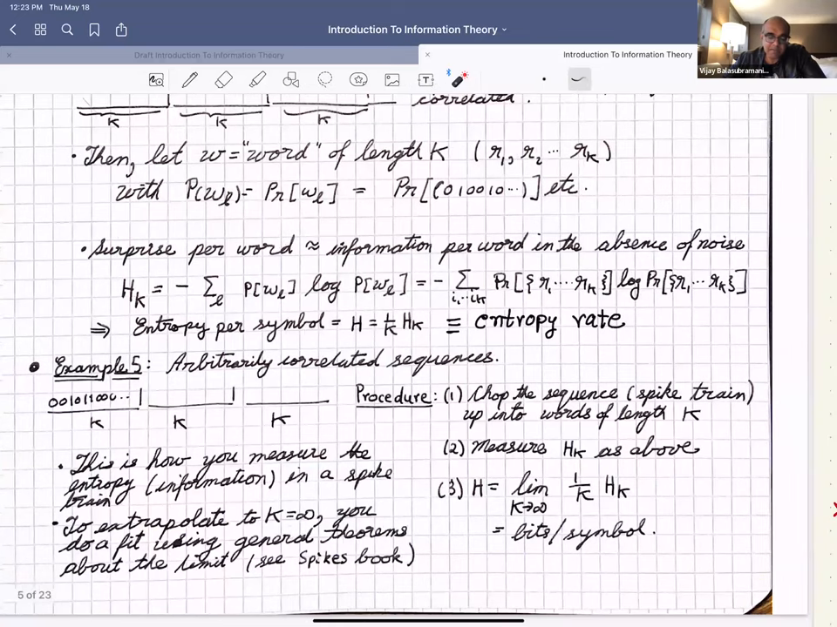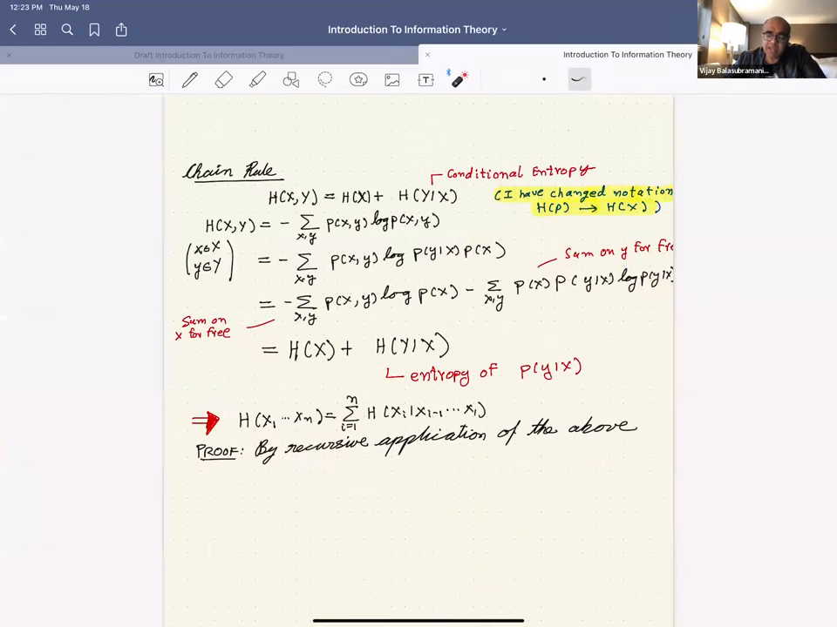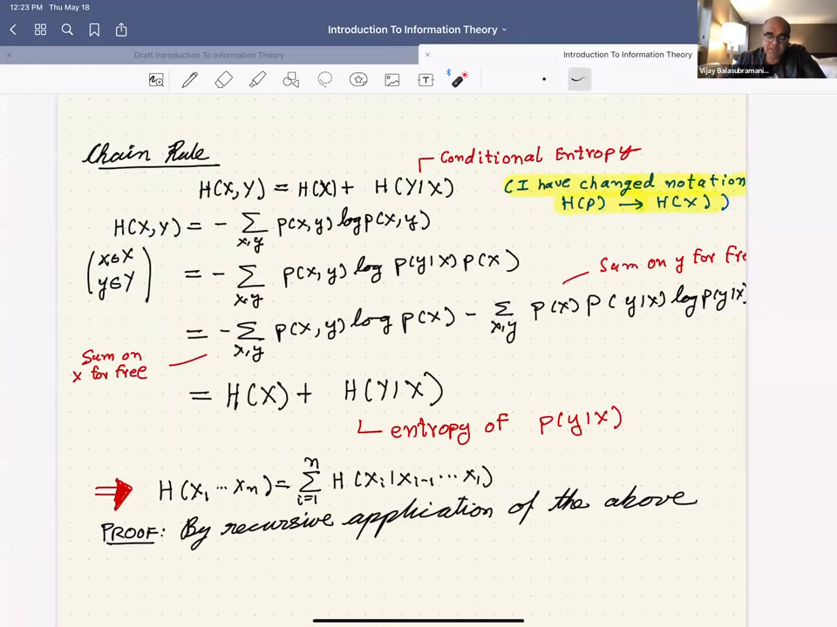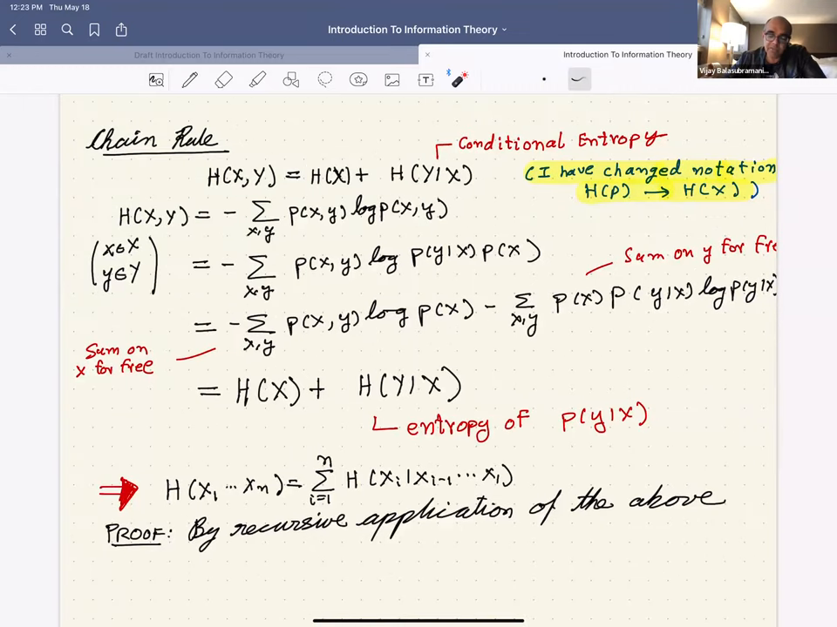So let me go to the next page. Okay, there are many nice properties that the entropy has. And I'm going to start listing properties, and then we'll use them for various things. One important property is something called the chain rule. The chain rule goes like this.